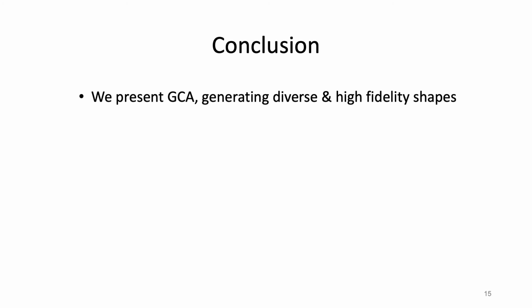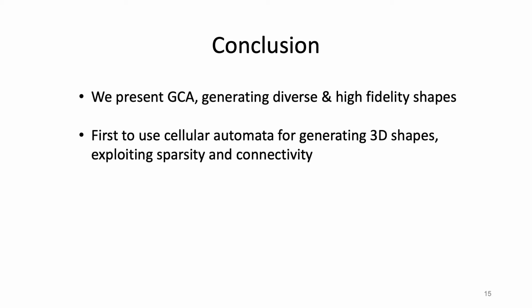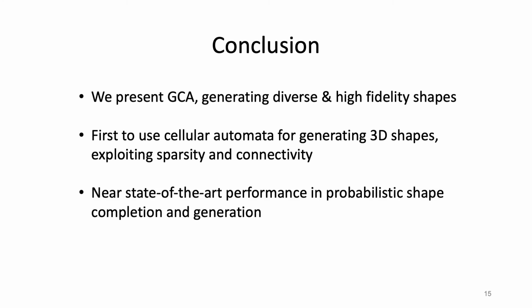To conclude, we present GCA, which is able to generate diverse and high-fidelity shapes. We are the first to practically use cellular automata for generating 3D shapes, exploiting sparsity and connectivity of 3D shapes. GCA is able to achieve near state-of-the-art performance in probabilistic shape completion and shape generation.